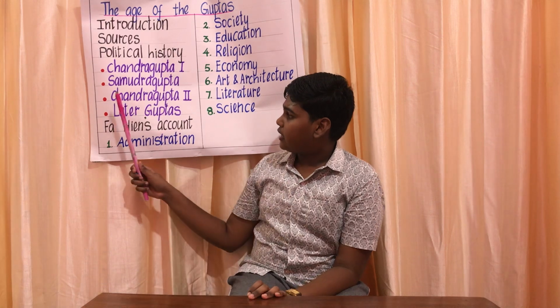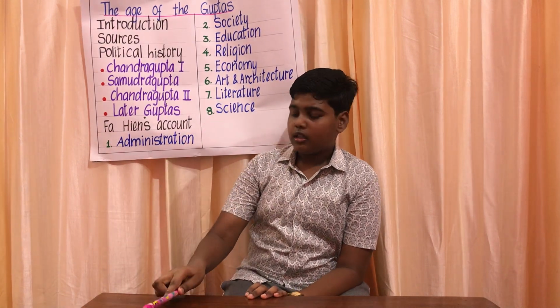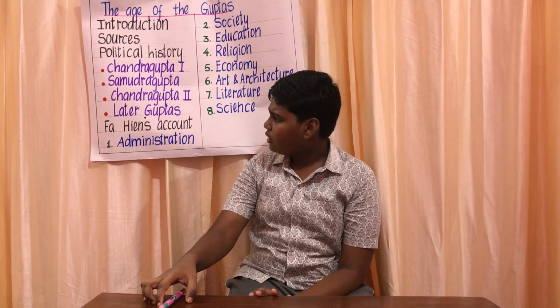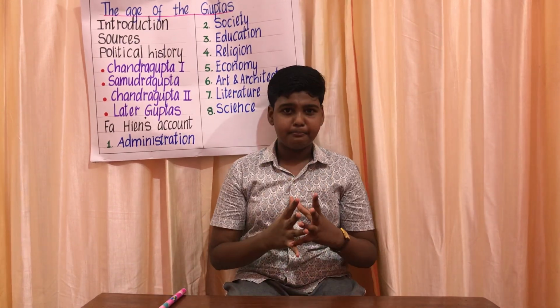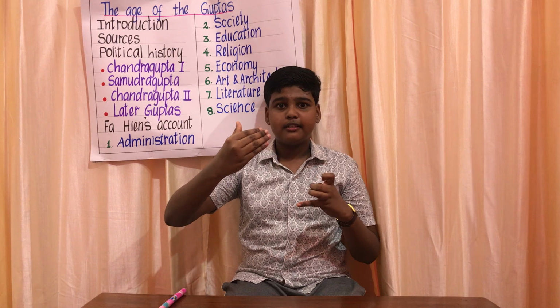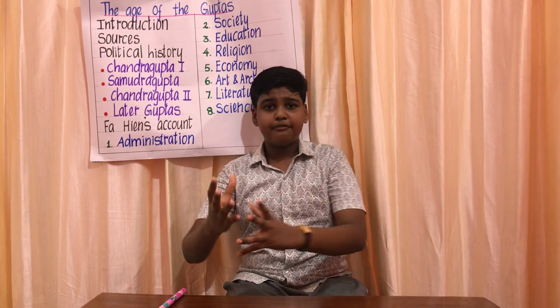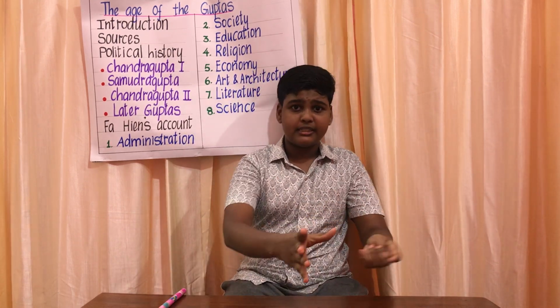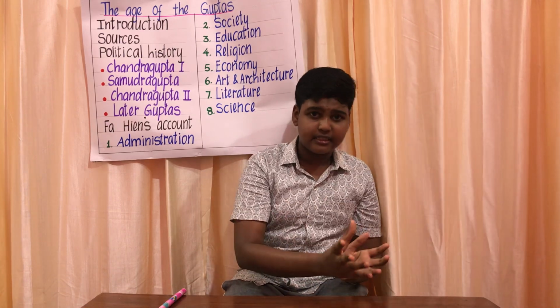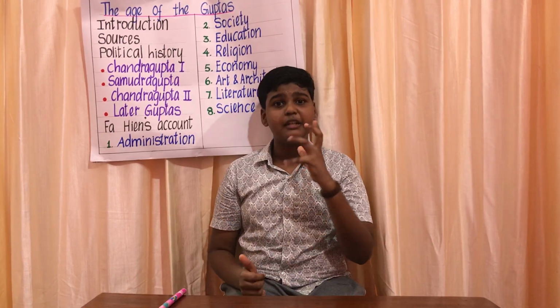So now we can learn about Fahien's account. In Chandragupta II's period, Fahien visited India. Fahien is a Chinese pilgrim, a holy man. He just travels through many holy places. He learns about many things and there he writes many accounts. So that type of person is known as a pilgrim.